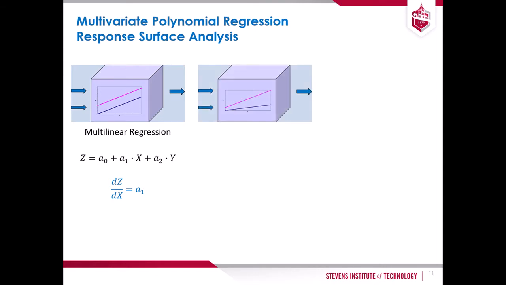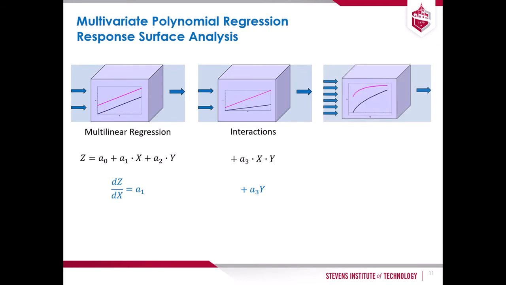But what if your data has a slope that does change when Y, the second variable, changes? That's a classic interaction, and people are familiar with how to handle this. You can add in an interaction term, the product of X and Y. Now you add to your sensitivity a term that's a function of Y.